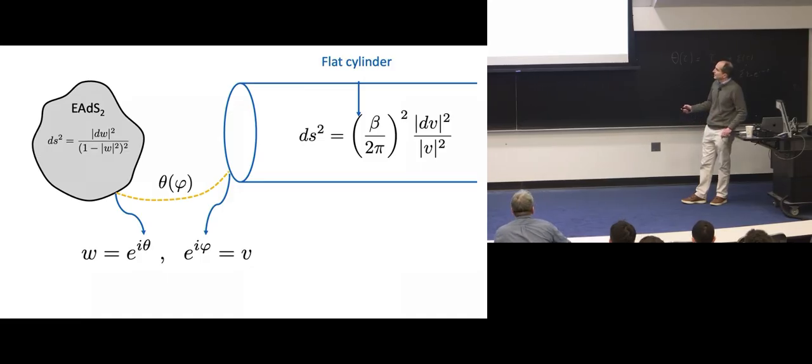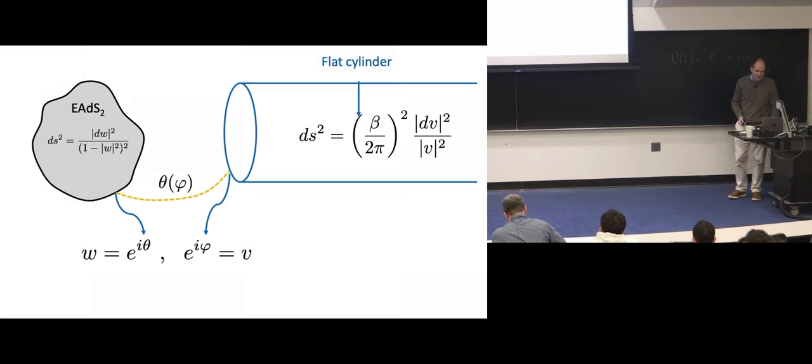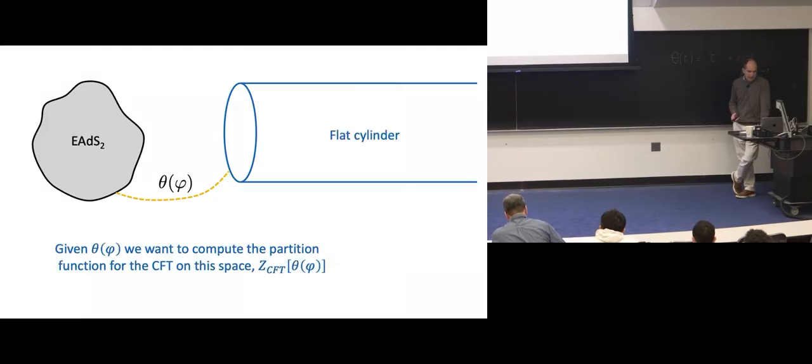The goal is to consider the CFT on a geometry where we glue point phi here to point theta of phi on this side. So we glue them in this way. This will give us the CFT on some curved space. The partition function of the CFT on that space will be non-trivial and will depend on theta in some way, and the goal is to understand how it depends on theta. So given any function theta, we want to compute the CFT on this space.